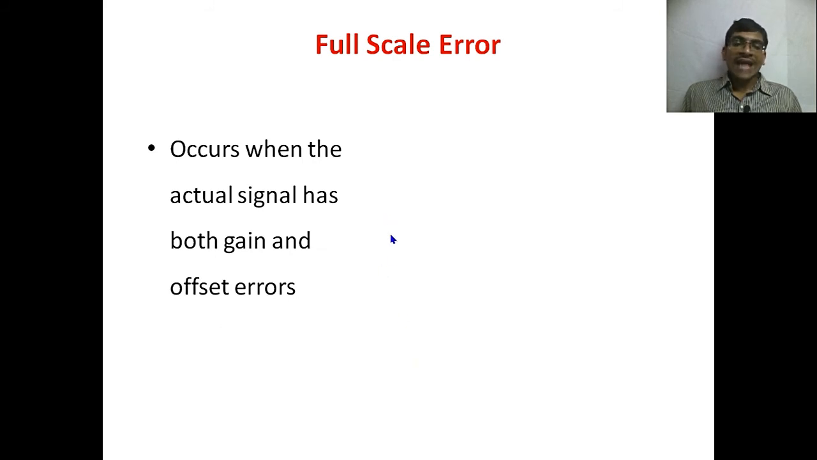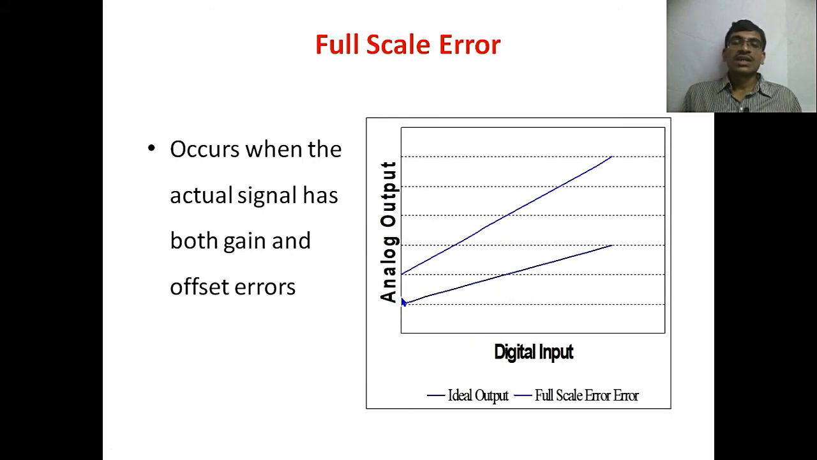It occurs when the actual signal has both gain and offset error. If the actual output has both gain and offset error, both errors are there, then it is called a full scale error. This will be the ideal output and this one is the full scale error. This ideal signal has some offset, but in the practical curve you can see it has some offset error too. Because it is coming down, it is a negative offset error and it also has gain error. The gain is not the same.